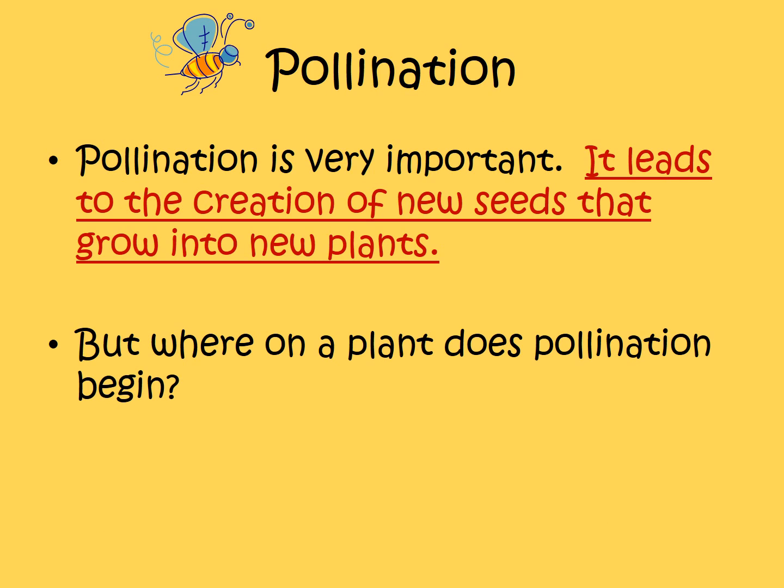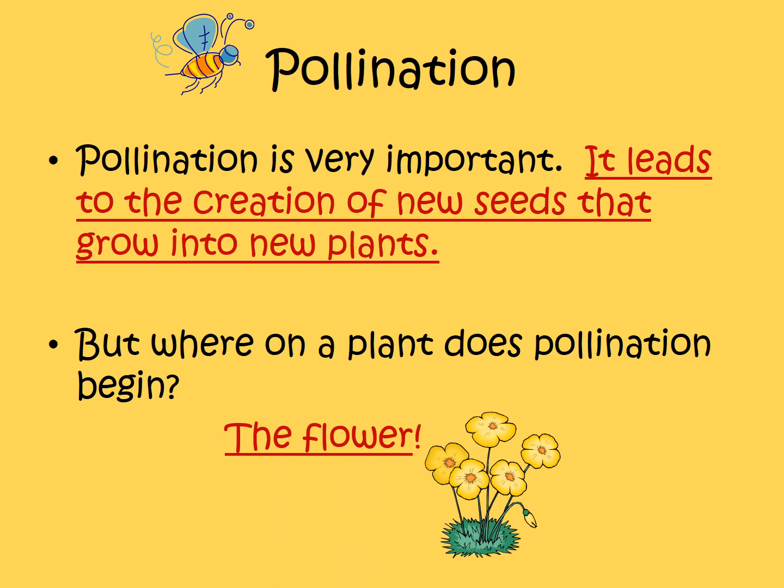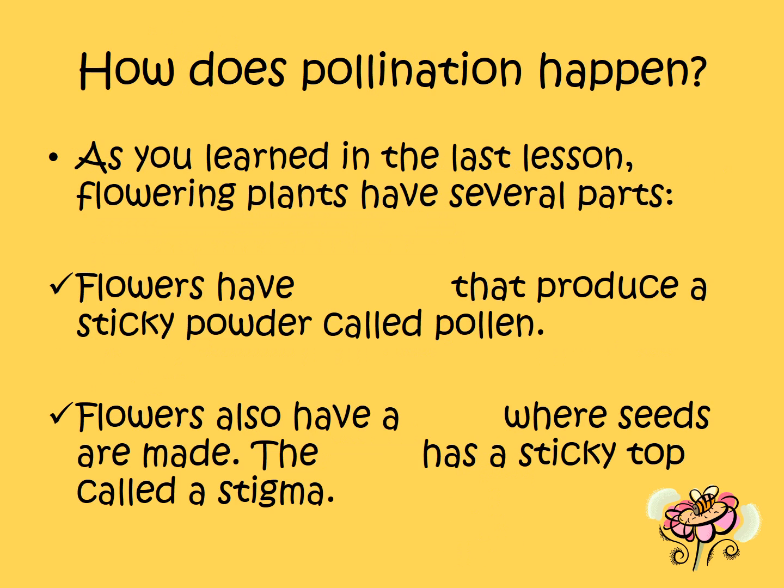Pollination is very important. It leads to the creation of new seeds that grow into new plants. So that's something important to put in your notes. Pollination is important because it leads to the creation of new seeds, and those new seeds grow into new plants. But where in a plant does pollination begin? The flower! So let's start to talk about how pollination happens.